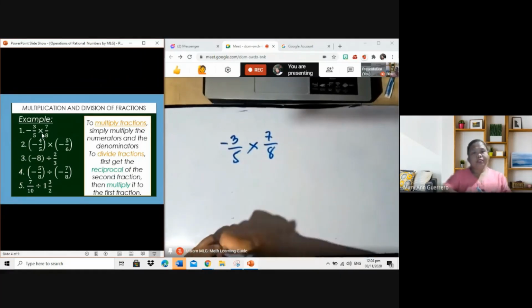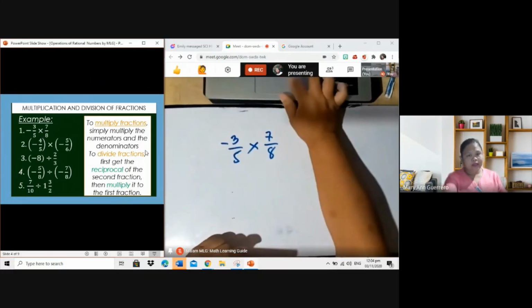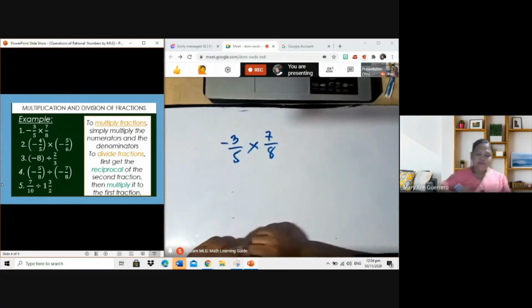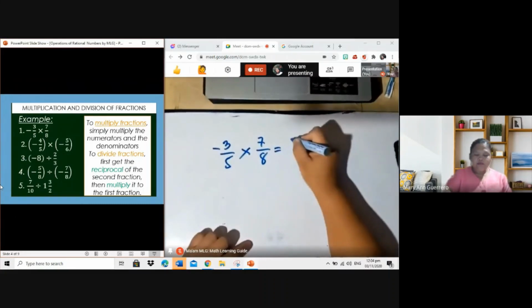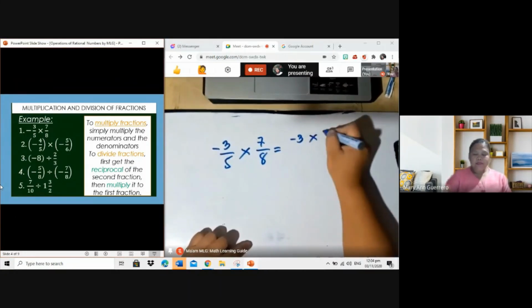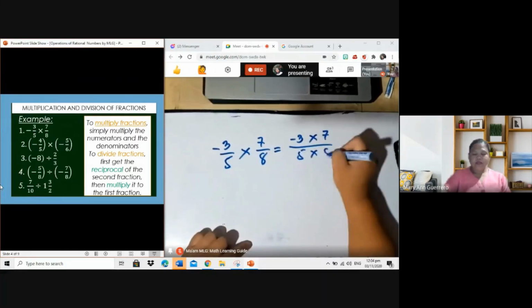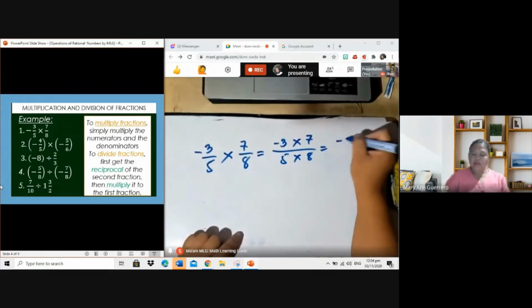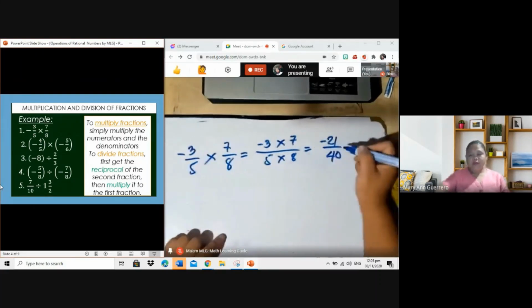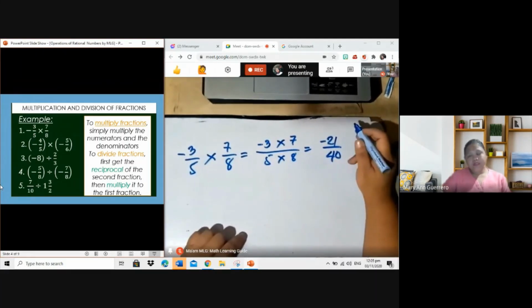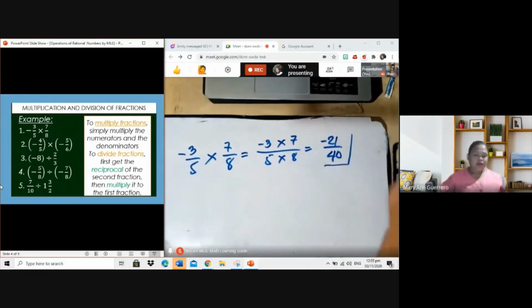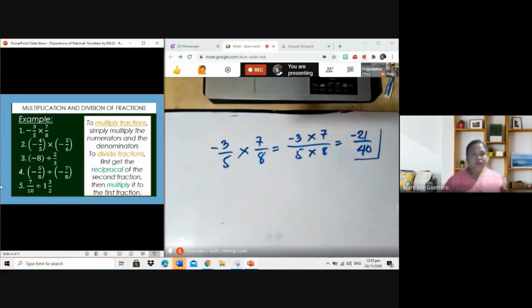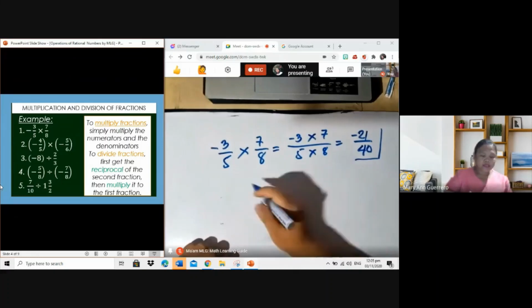So, to multiply fractions, simply multiply the numerators and the denominators. Okay. So, let us multiply the numerators. -3 times 7 all over 5 times 8. Okay. So, that will become -21/40. Now, is it in its simplest form, or is this the final answer? Okay, since 21 and 40 have no common factor, that is your final answer.